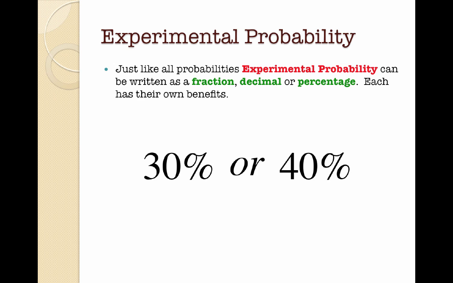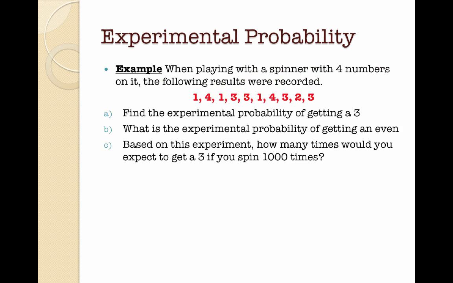The same benefits are had with percentages. It's easier to see that something that happens 40% of the time is going to have a higher chance of happening than something that has a 30% chance of the time. So let's take a look at an example. It's quite wordy, so let's break it down.